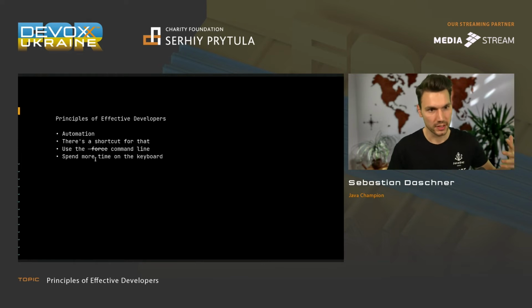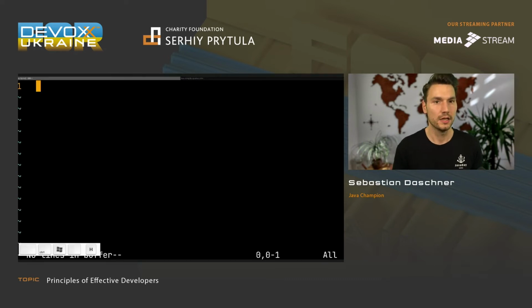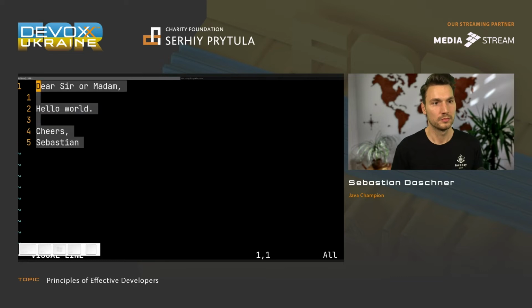if you use automation, shortcuts, spending more time on the keyboard, what does this look like? Well, it depends on your editor setup. But for me, it looks like this: I write an email, I open up Vim, and I say, dear sir or madam, hello world, cheers, and done. And I take this, I copy it into my email program, and I send it.